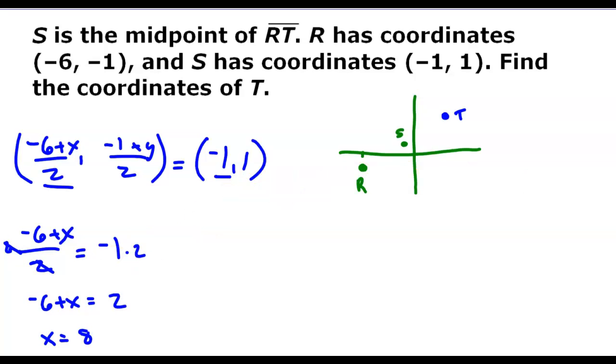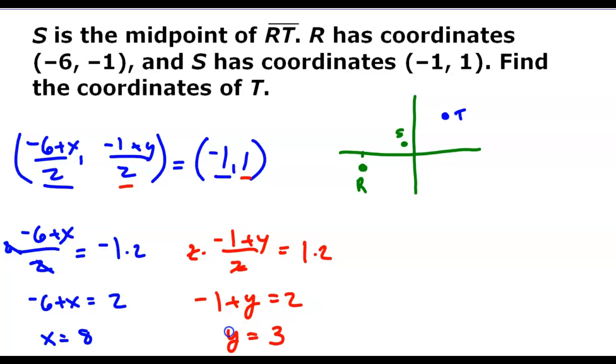Okay, now I'm going to do the y, and I'm going to do it in red. So I'm going to underline it in red so you understand that. Negative 1 plus y over 2 equals 1. Multiply both sides by 2 to get rid of division. These reduce out. Negative 1 plus y equals 2. Negative 1, I need to add that over, so I get y equals 3.